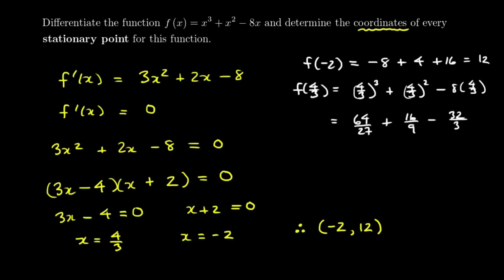So we need to get a 27 on the bottom, so let's go with 64 over 27. This is more work than the calculus, I think. Times top by 3 and bottom by 3, that's going to be 48 over 27, and then unfortunately we need to times the bottom by 9. So what is 32 times 9? It's going to be 270 and 18, or 288. Okay, so this is definitely more work than the calculus part of this question.